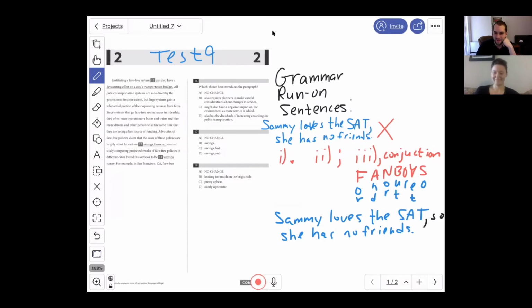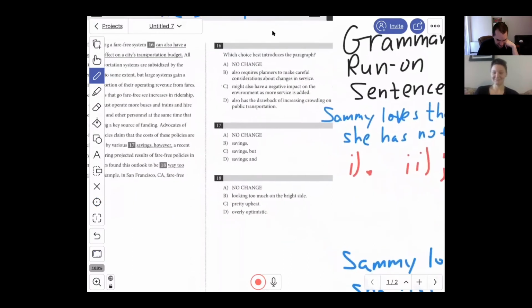Emily loves the SAT, so she has no friends. Because she has very bad hobbies, she has nobody that can agree with her on that. Just kidding, Sammy. I'm your SAT friend. That's our relationship here. Let's zoom into this question as an example.